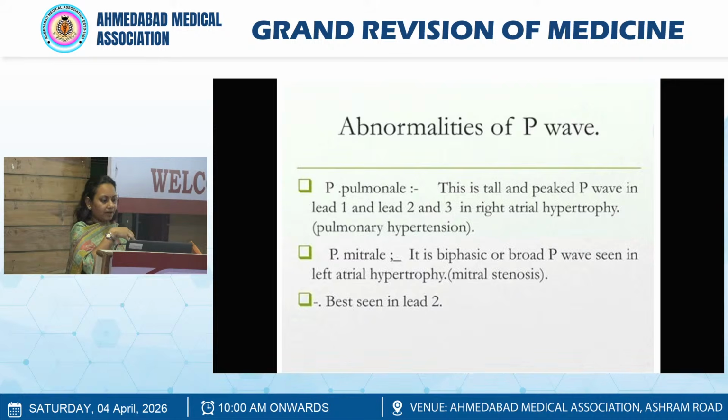An abnormality: P pulmonale, that is a tall peaked P wave, usually seen in right atrial hypertrophy, so it would be covering more than 2.5 small squares. Then P mitral, it is a biphasic and broad P wave. An M-shaped P wave might be seen, so it will be broad, covering more than 2.5 small squares. And P waves are best seen in lead 2.